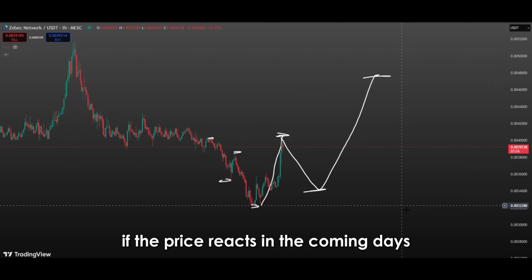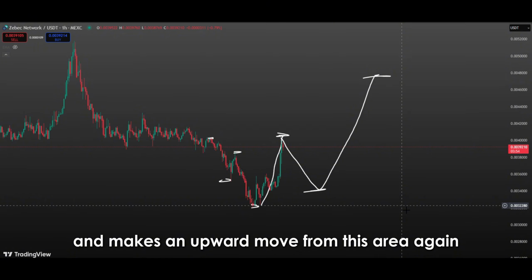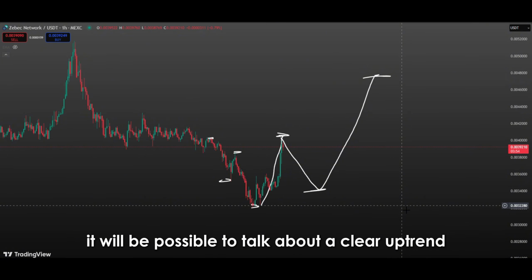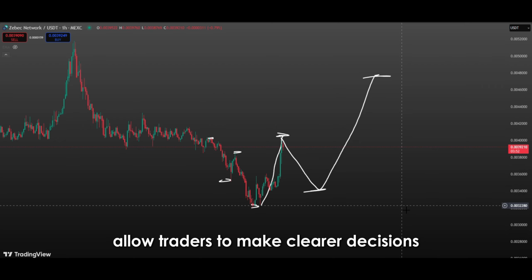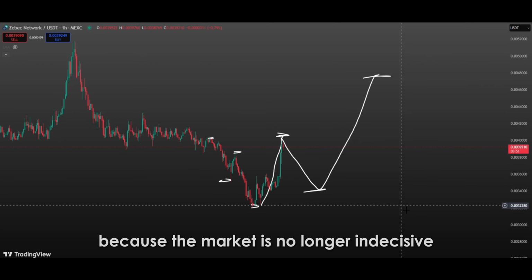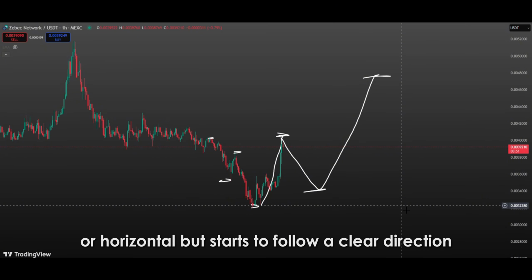If the price reacts in the coming days from a point above the previous low and makes an upward move from this area again, it will be possible to talk about a clear uptrend. Such technical developments allow traders to make clearer decisions, because the market is no longer indecisive or horizontal, but starts to follow a clear direction.